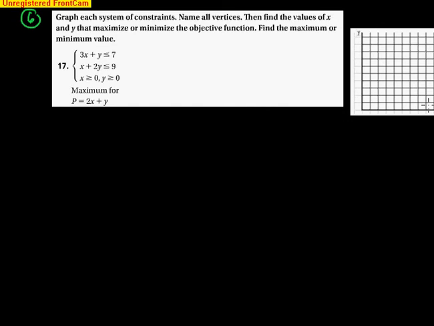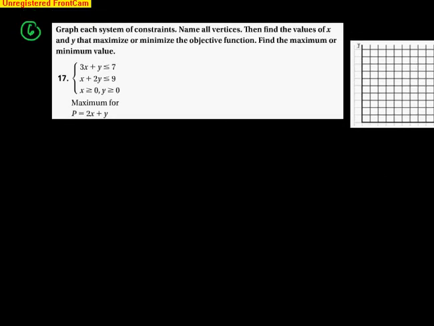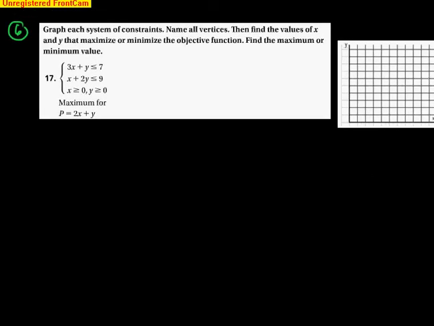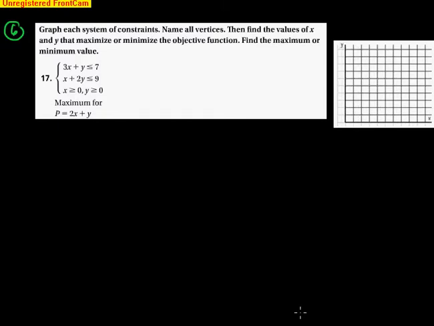Last problem here. Uh-oh. I'm going to have to adjust my graph. I fit it. Okay, there we go. So there it is, all fit in the window. Here we go. Graph the system of constraints. Name all the vertices. Find the value of x and y that maximize or minimize the objective function, and find the maximum and minimum value. So there's my constraints, all those inequalities. We're going to find the maximum of that objective function, p equals 2x plus y. And we'll probably do that right up here.